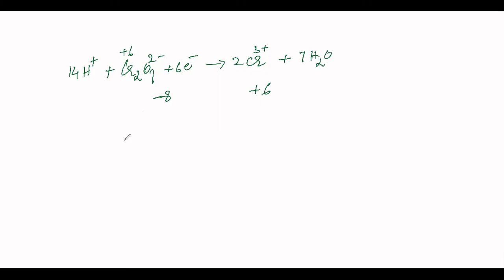How many moles of electrons are required for 1 mole of Cr2O7 2 minus? 6 moles, isn't it? So therefore 6 into 96,500. Your correct option has to be option 2. Am I right? Okay. So let's move on to the next question, question number 19.